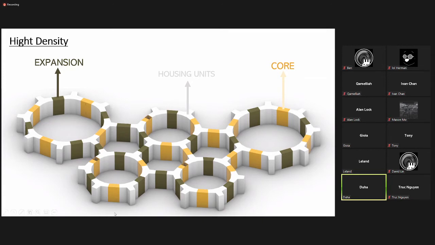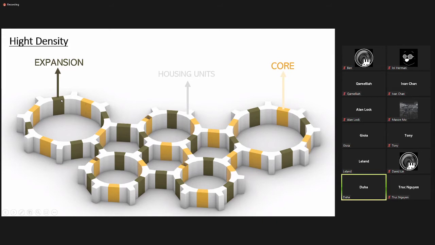So just to understand, these are the housing units, and this is the core, which will have elevators and also stairs. And the core is placed after each 2 units. There is a core, and then it goes to the expansion. This area is actually empty, and if the individuals want to expand more, they can use this space.